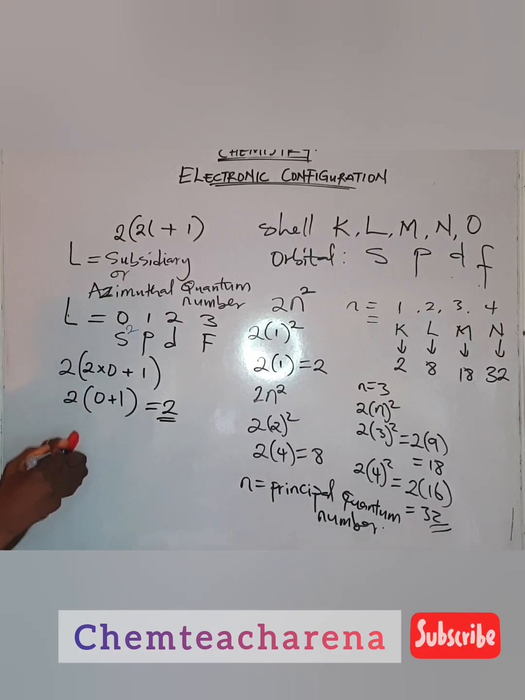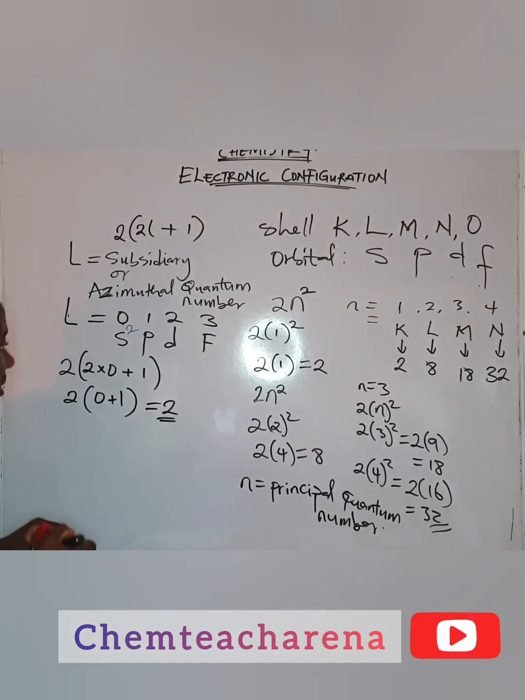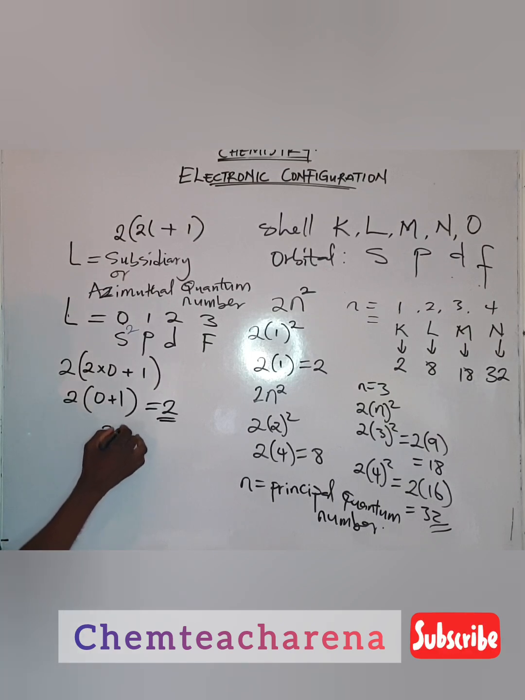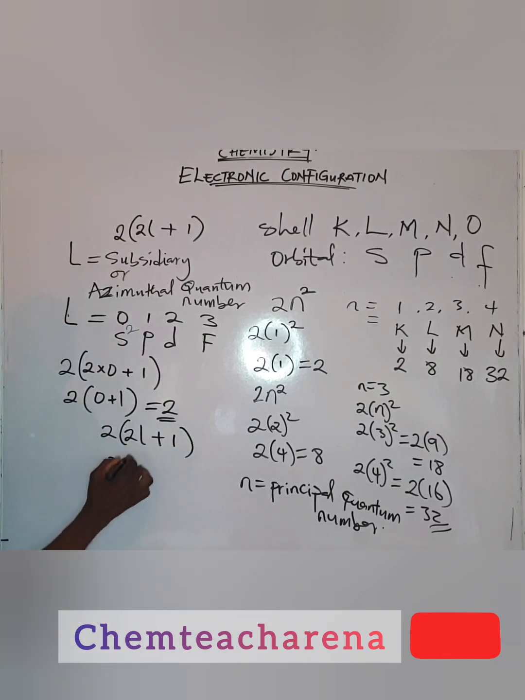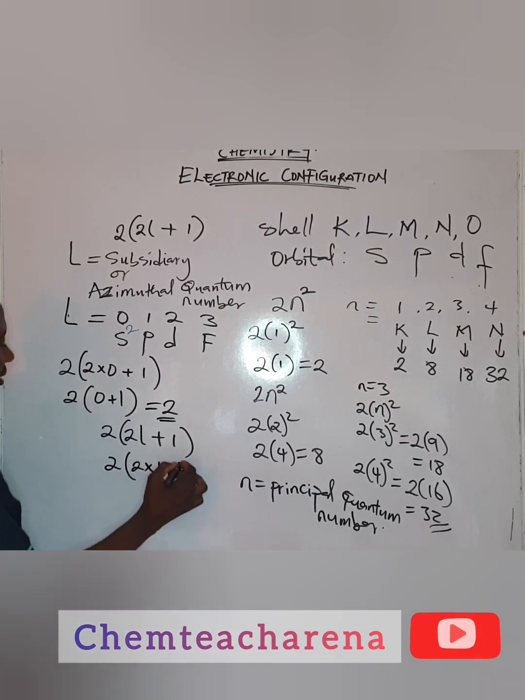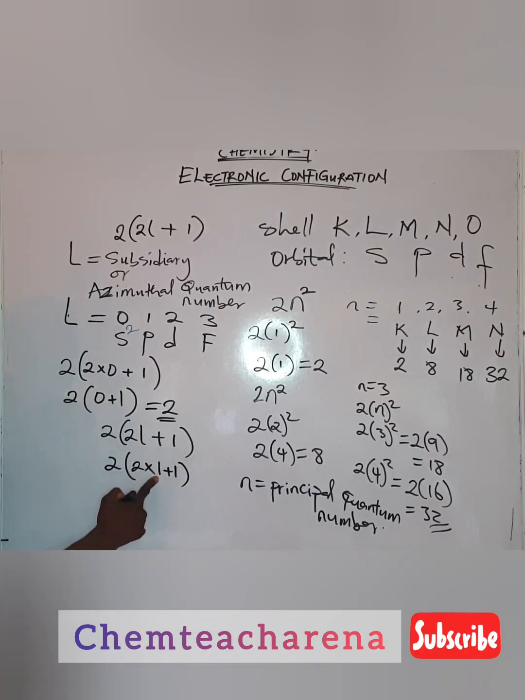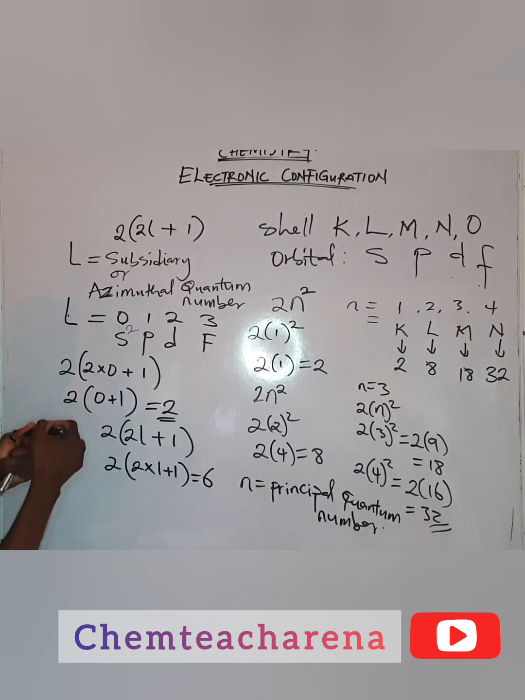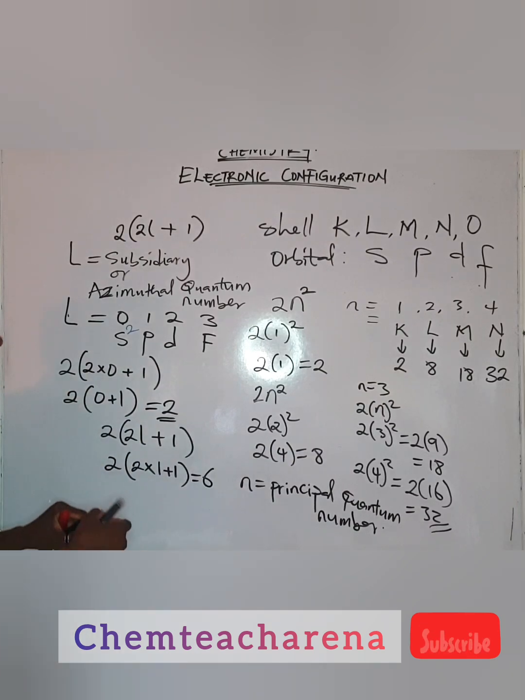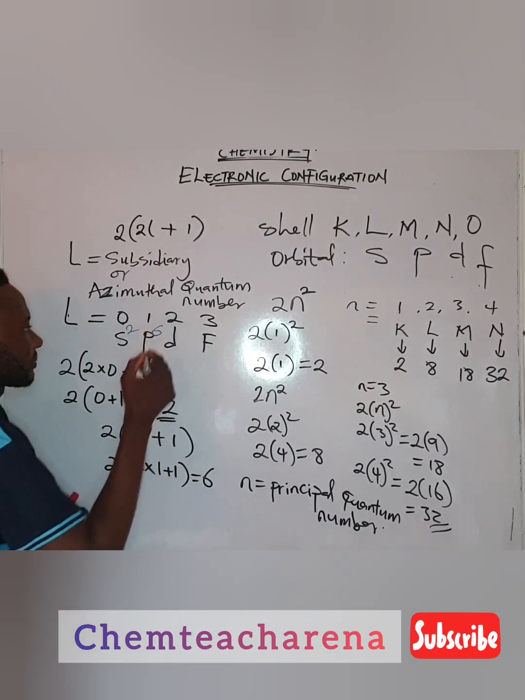So S can hold the maximum number of electrons, 2. Then for P, where L is 1, recall the formula: 2 into 2L plus 1. So we have 2 bracket open, 2 times L, which is 1, plus 1. 2 times 1, 2, plus 1, 3. Then this 3 times this 2, that is what? 6. So P can hold the maximum number of 6.